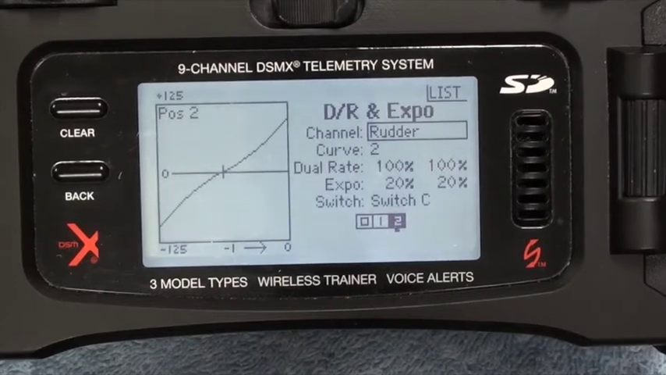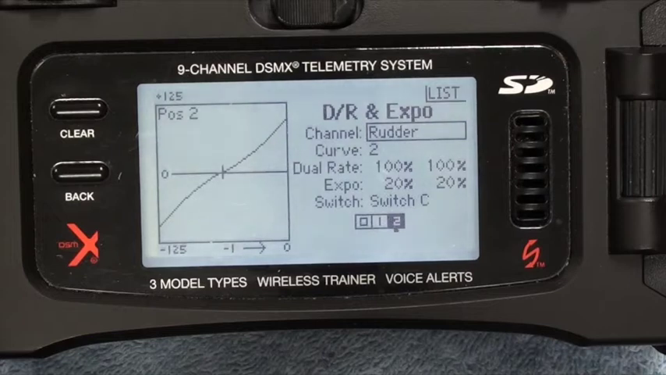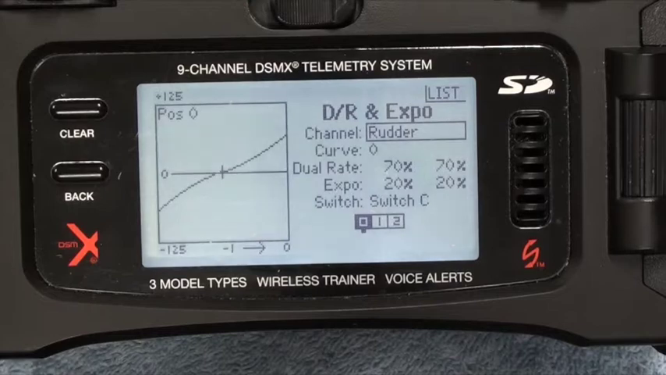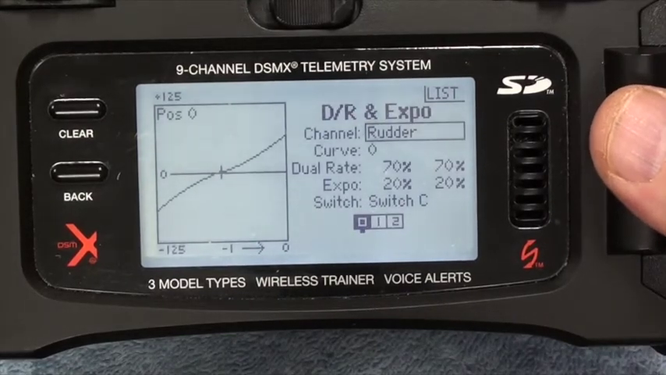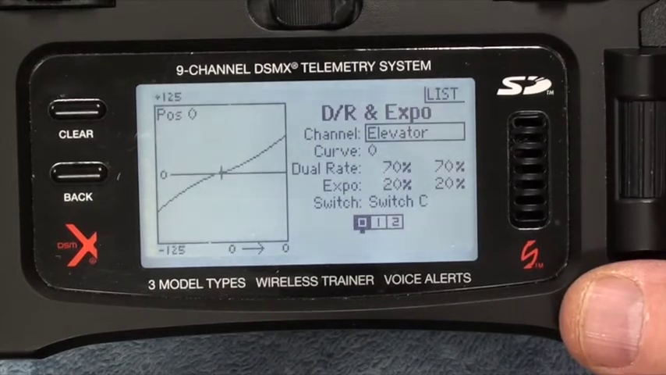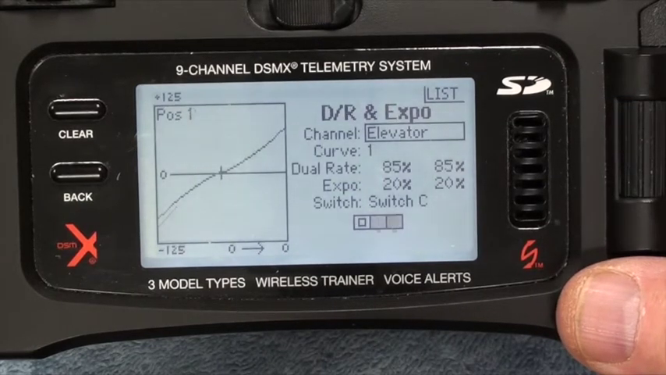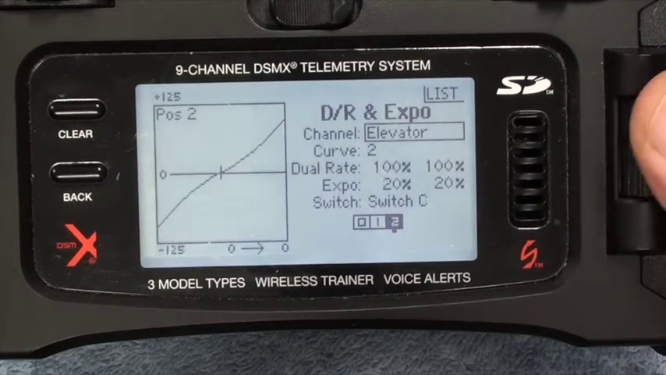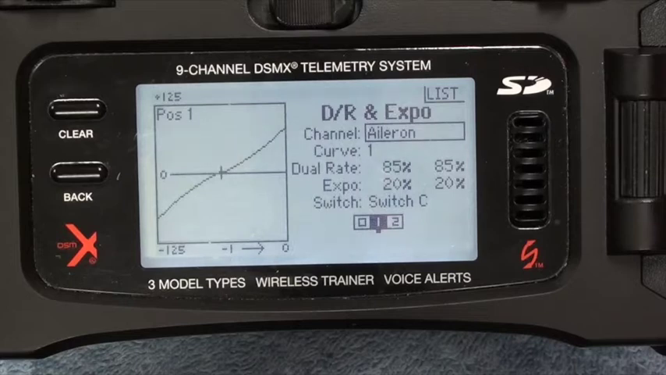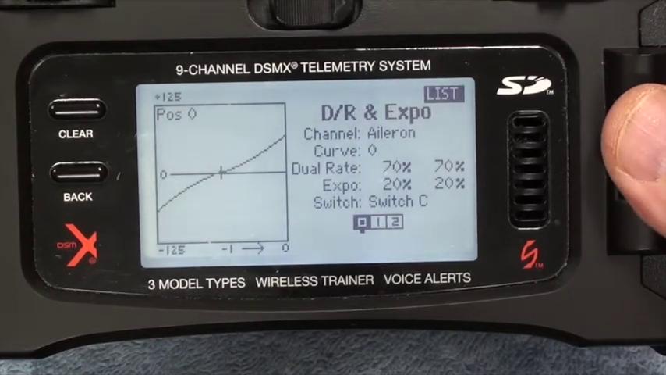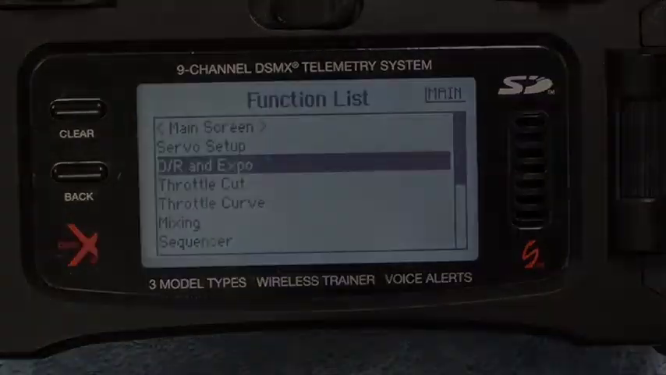So now I'm going to do it the other way. So rudder is position 2, position 1, that's correct, position 0 is correct, 70-20. I go to elevator, position 0 is correct, position 1 is correct, position 2 is correct. Ailerons, position 2 is correct, position 1 is correct, position 0 is correct. Okay, so that is DR and expo.